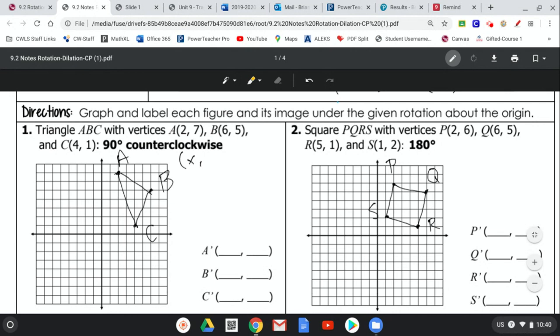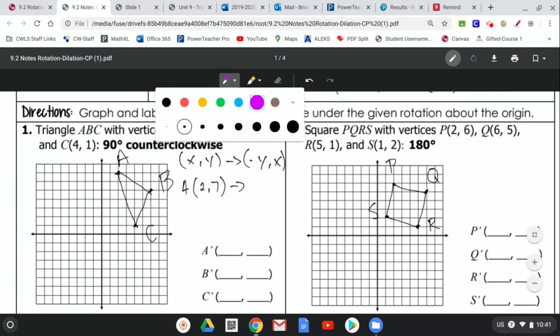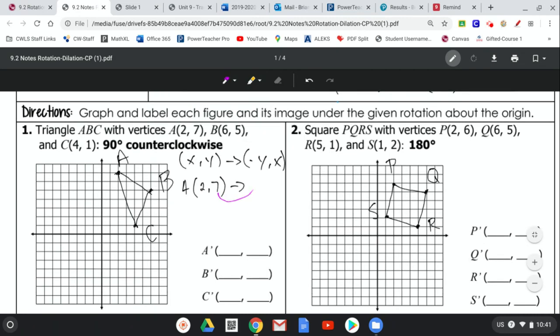So it's x comma y to negative y comma x. So if we have our first coordinate of A, it is at 2, 7. It is going to go to, and this is where we take that y value and we put it in the first position over here, and we make it negative. So that becomes a negative 7. And then the x coordinate moves to the second position over here, and that's just going to be 2. So our coordinate for A prime is going to be negative 7, 2.